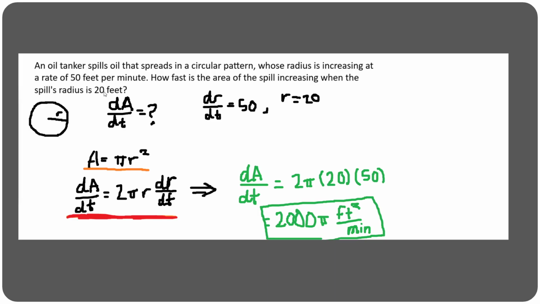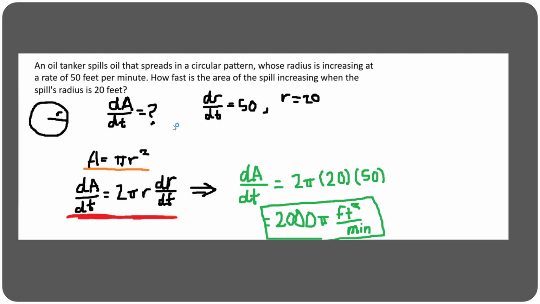Your r is increasing at a rate of 50 feet per minute. And we write this over here in the form of a derivative. So we have dr over dt is equal to 50 feet per minute. And then we're going to note at the time that that happens, which is when the radius is 20 feet. And then we're trying to find the rate of change of the area. So how fast is the area of the spill increasing? So dA over dt.